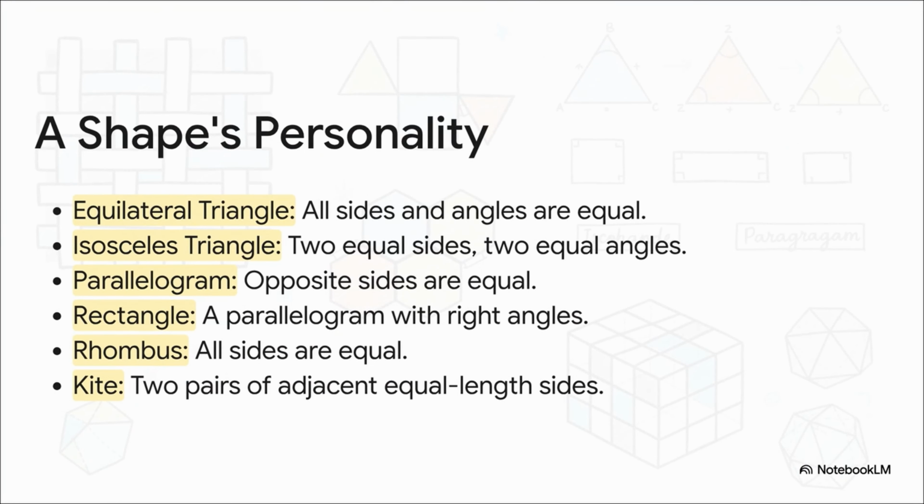Take triangles, for example. In the triangle world, an equilateral is kind of the perfectionist. All its sides and angles are totally equal. An isosceles is more balanced, with 2 equal sides. Every name you see here, it's not just a label. It's really shorthand for a very specific set of rules that shape has to follow, no exceptions.